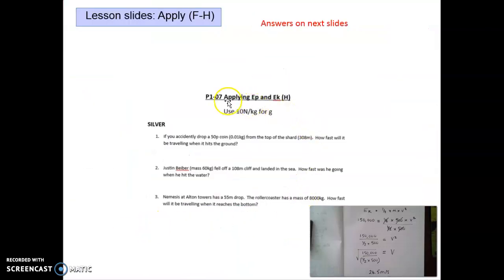Now, time for you to practice. There's this applying EP and EK sheet. Have a go at it. I'll go through the answers of one or two of them.